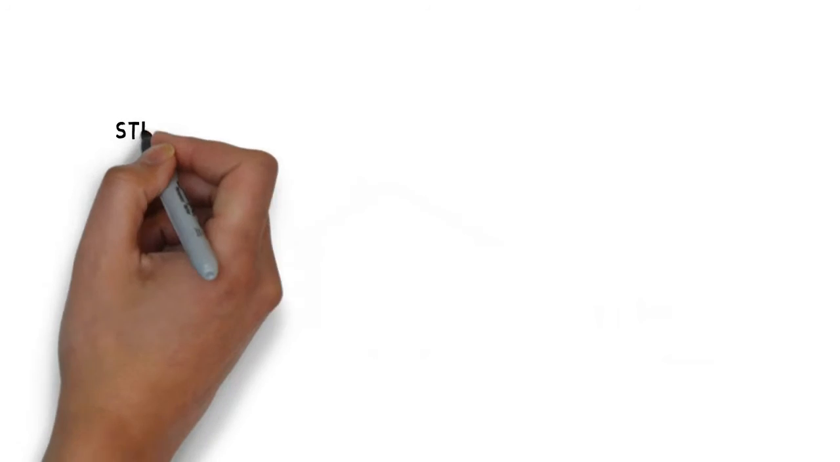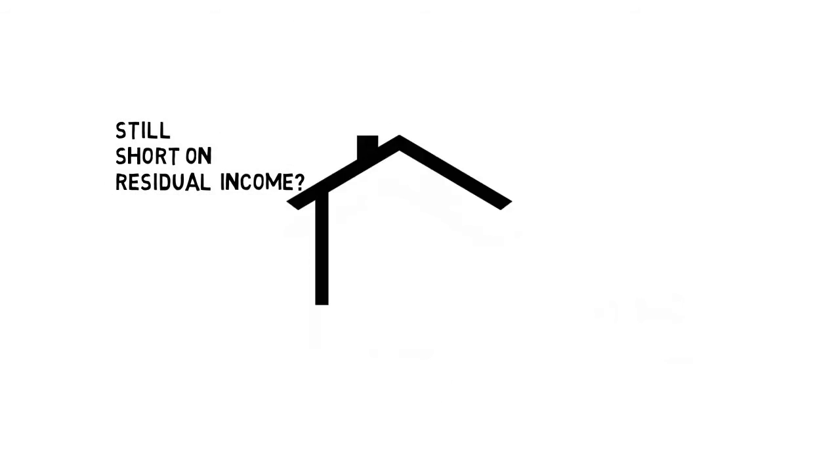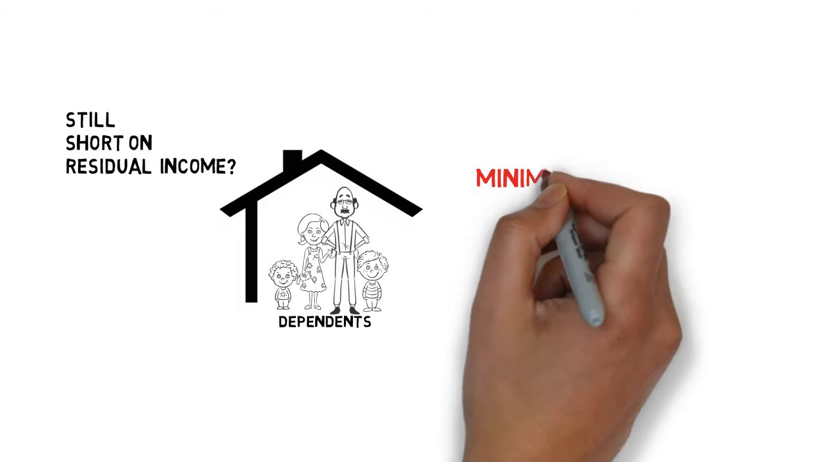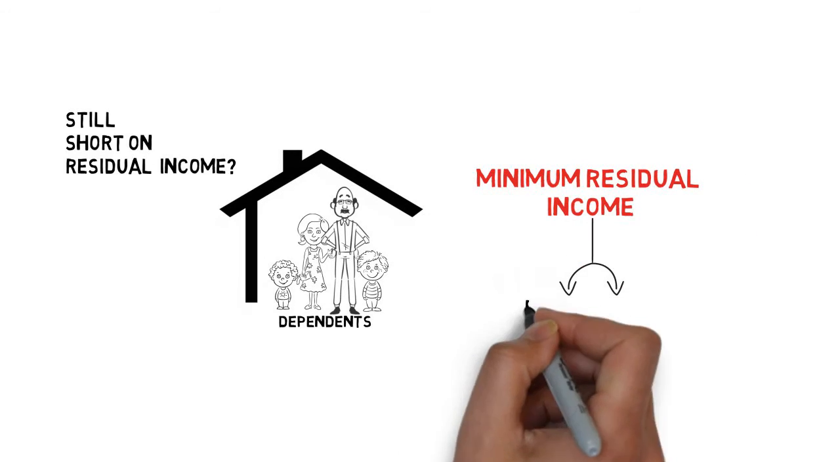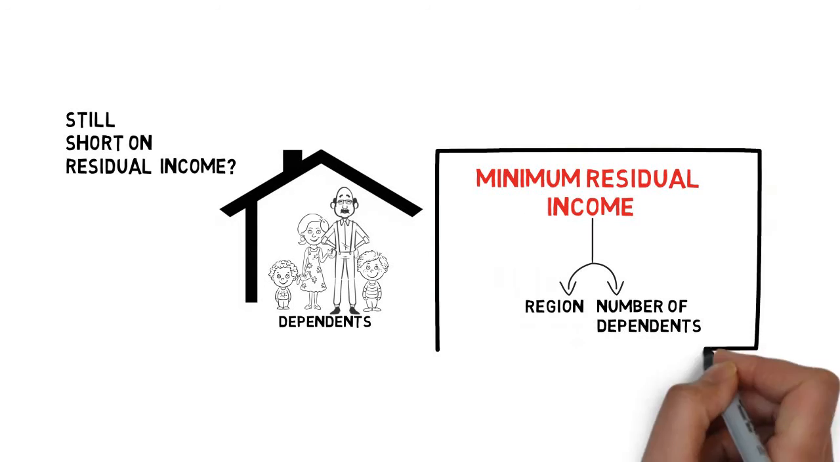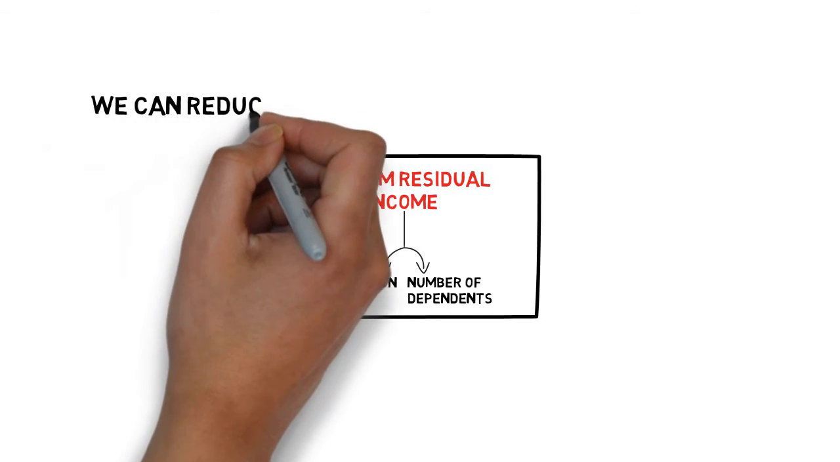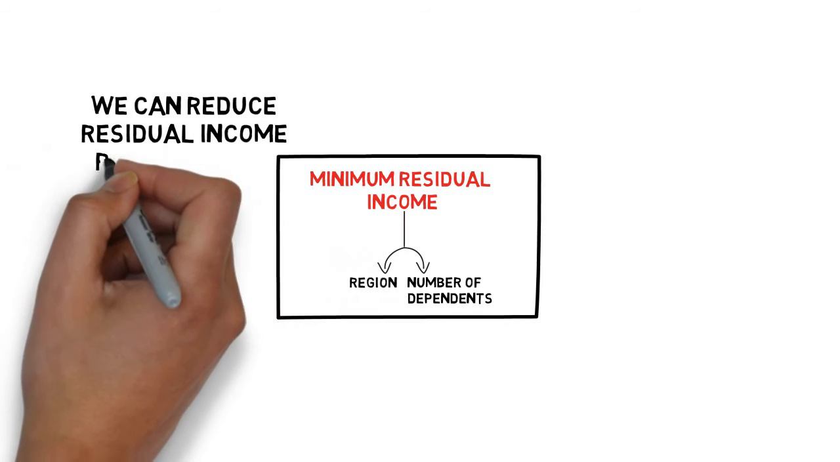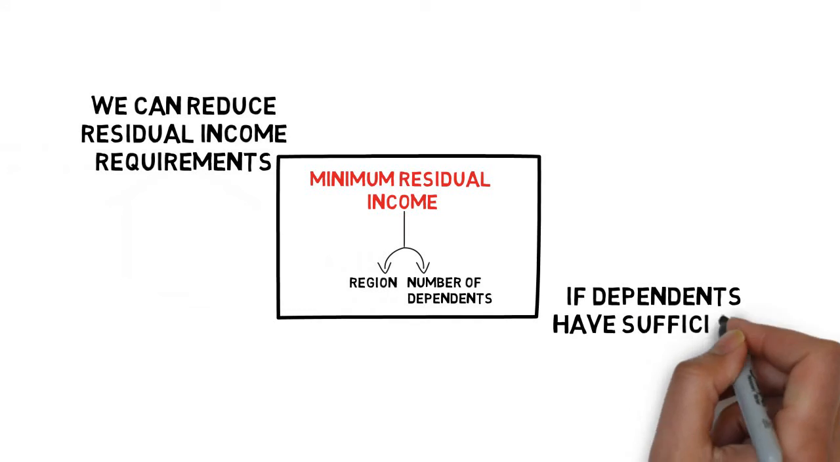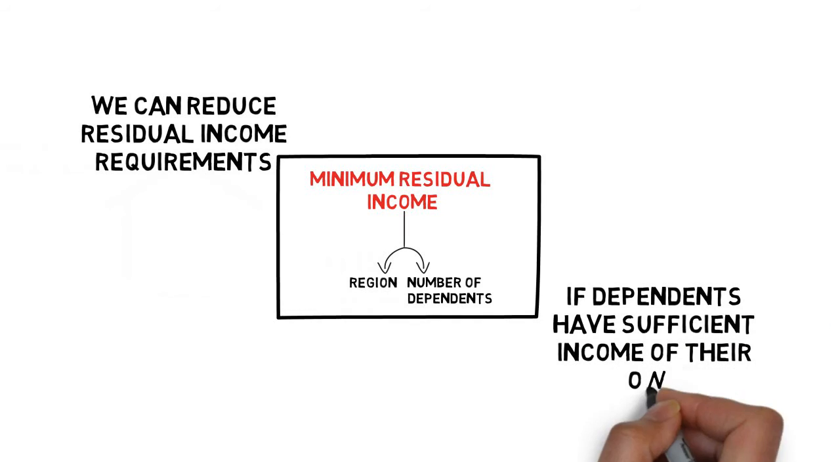If you are still short on the income required, then we can look at the number of dependents living in the home with you. Minimum residual income is a function not only of the region, but how many dependents are living in the home with you. If any of them have monthly residual cash flow more than their required minimum, we can remove them as a dependent and reduce your required residual cash flow.